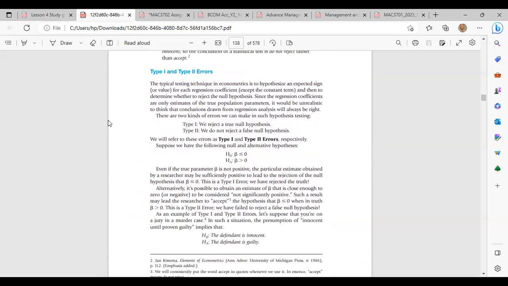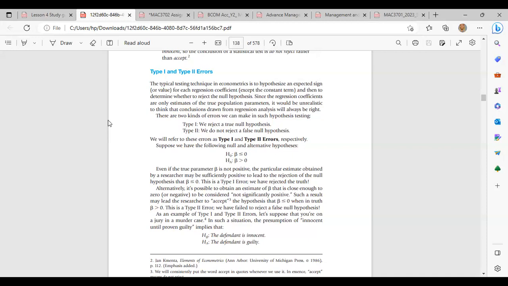Typically, the testing technique in econometrics is to hypothesize an expected sign or value of each regression coefficient, except for the constant term, and then to determine whether to reject the null hypothesis. So this is where we are going to be doing the testing. This is also in the assignment. You are going to be testing each and every one of those coefficients, deciding whether or not we are going to reject the null hypothesis or accept it.